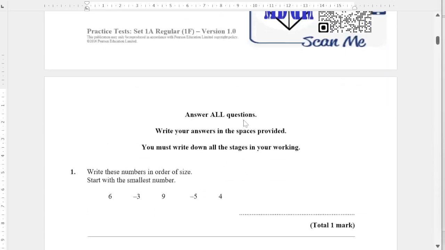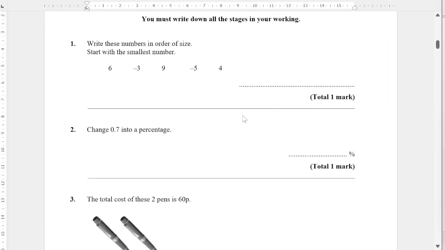Okay, so straight into question 1. So we're looking at ordering integers, including negative values. Starting with the smallest one on this list is -5.